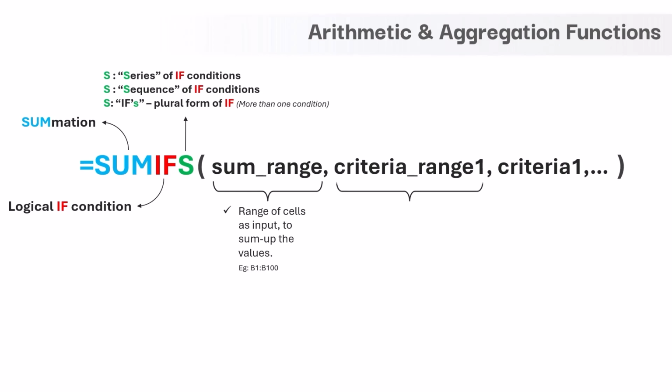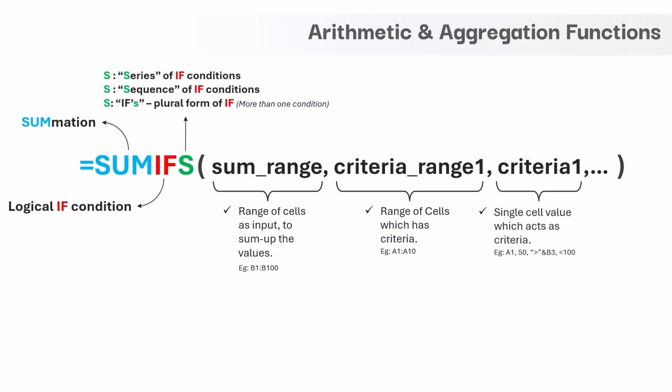The next argument is the criteria range 1. This is the range of cells which has the first criteria, and obviously the criteria 1 will be the single cell value in the same range. You see those three dots at the end of this argument? It just means we can extend these arguments to criteria range 2, criteria 2, criteria range 3, criteria 3, and so on and so forth. Let's go back to Excel and see some examples.